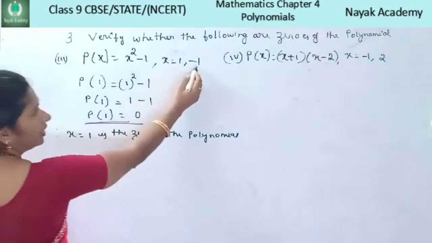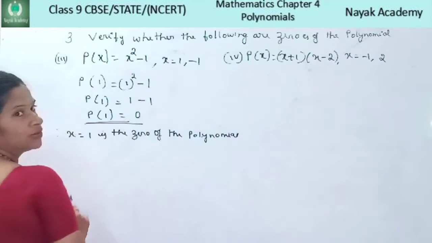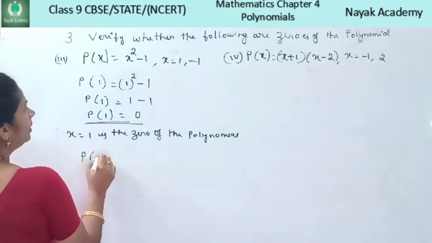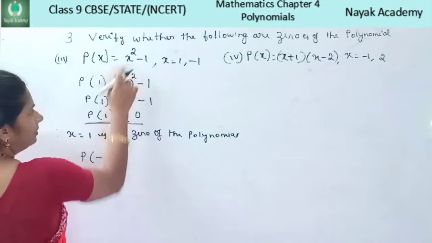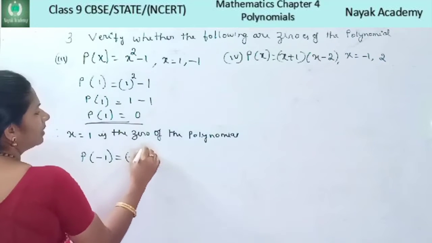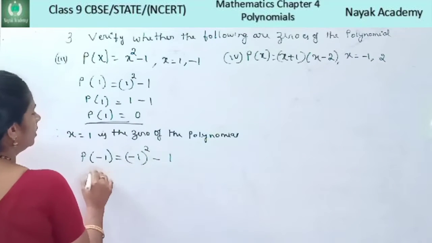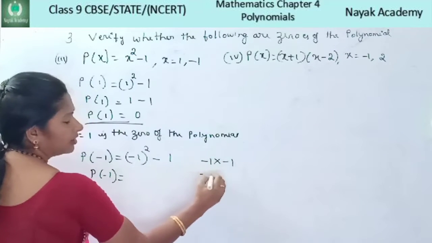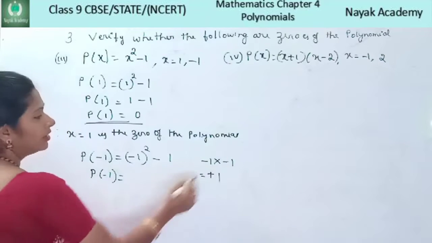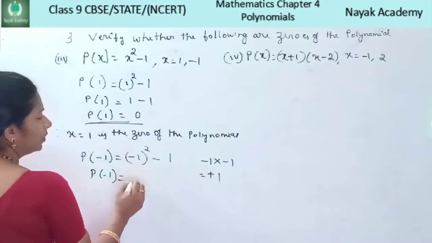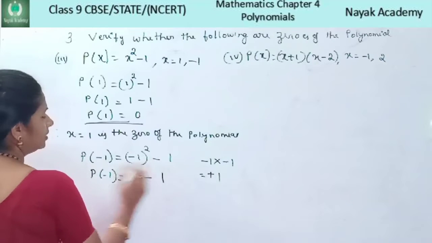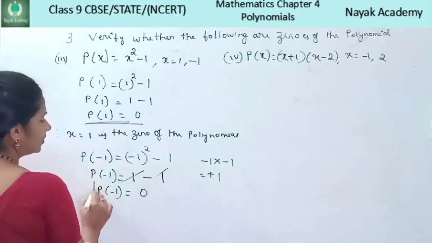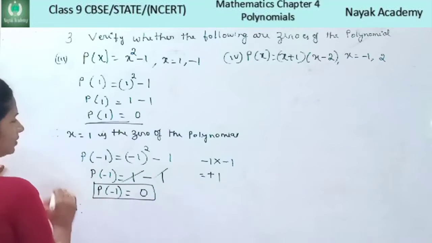Now let us check whether x is equal to minus 1 is a zero of the polynomial. P of x is equal to x square minus 1. So what we need to do, children? P of minus 1 value is, in place of x, you substitute the value as minus 1 square minus 1. So minus 1 whole square value is plus 1, minus 1. So P of minus 1 value is plus 1 minus 1 gets cancelled. So the answer is 0. Therefore, what is your conclusion?